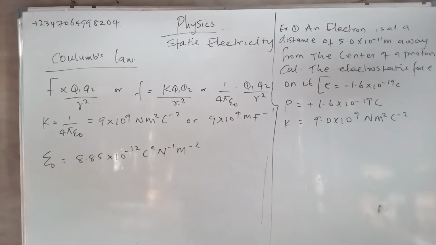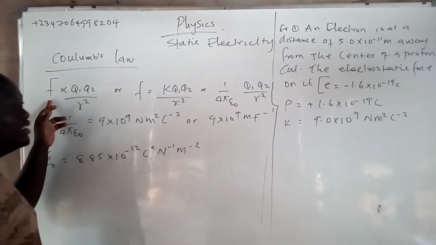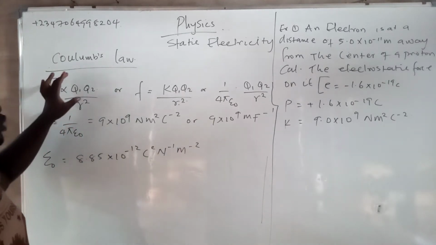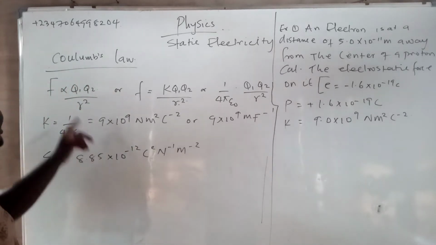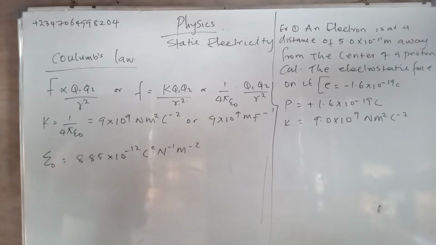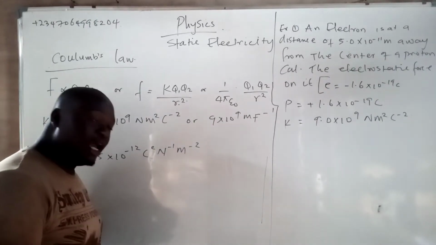Static electricity. Let's go. Coulomb's law. Now, in Coulomb's law, it says that the force is directly proportional to the product of the two charges separated by the square of the distance apart. Now, if we remove the proportionality sign, we introduce a constant K.